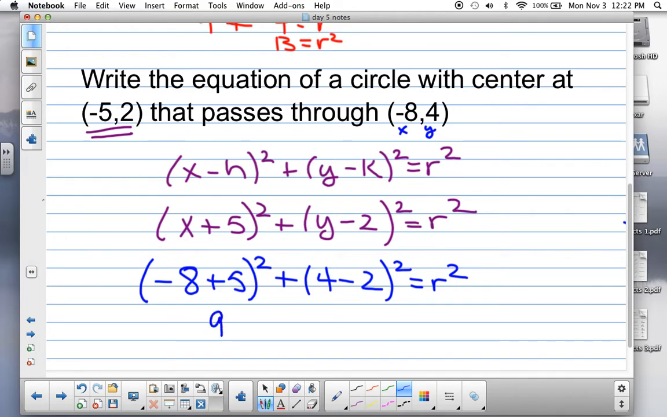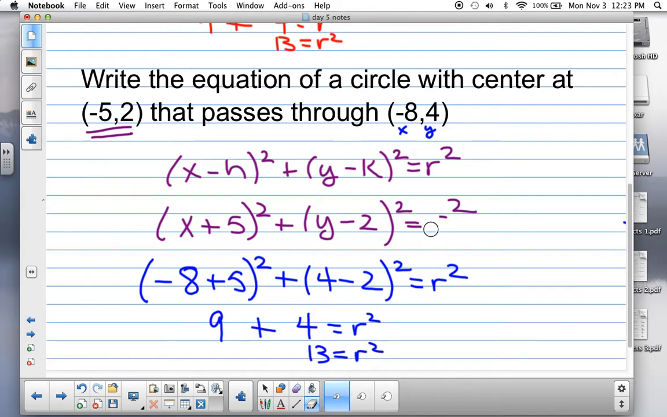Negative 3 squared is 9. 4 minus 2 is 2. 2 squared is 4. Oh, wow. Okay, so this is like a real super unfortunate coincidence that it turned out to be 13 again. That just worked out that way. It certainly isn't always 13. It just is whatever you get. That just kind of happened twice.